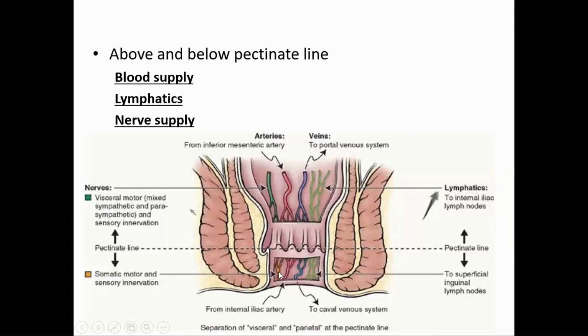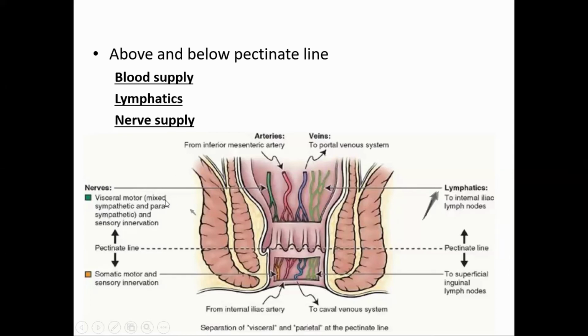Above the pectinate line and below the pectinate line, the lymphatic drainage, nerve supply and blood supply are different. Above the pectinate line of the rectum as well as the anal canal, the arterial supply is from the branches of the inferior mesenteric artery, that is the superior rectal artery. Venous drainage is into the portal venous system. Lymphatic drainage is into the internal iliac lymph nodes.